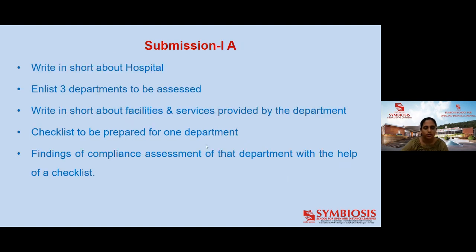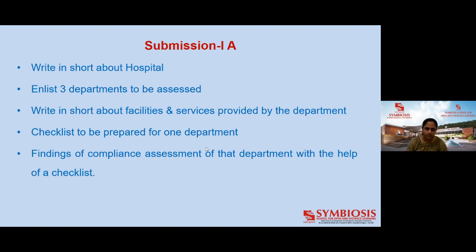Now next, in submission 1A, the next question is that you have to write about the departments in the hospital. First of all, whenever you are visiting a hospital for completing your case study 1, you will write briefly about the hospital, whatever details and special features there are. Now you have to list the 3 departments to be assessed. Whichever departments you are going to assess, please jot down their names in your answer. Now write in short about the facilities and services provided by the department.